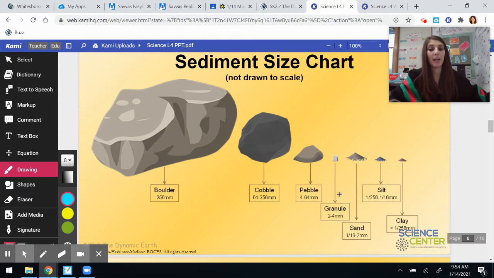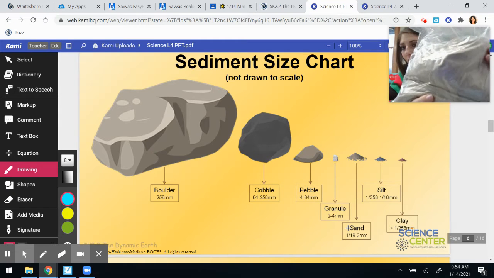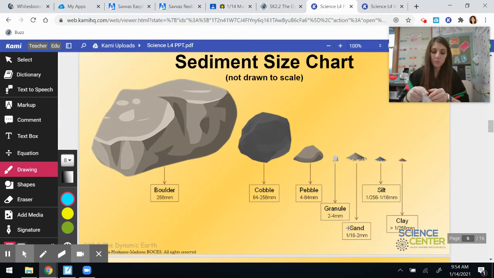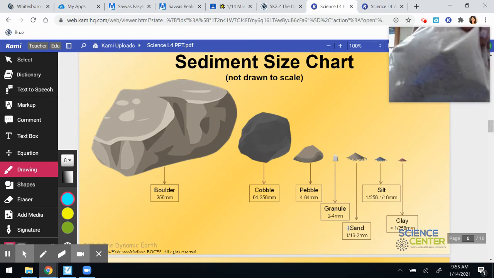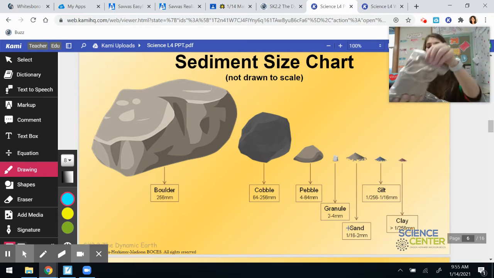After a pebble, you have granules. Granules are really small pieces of rock, smaller than a pebble. And then you have sand. Look at this bag I have of sand. Did you know sand comes from rocks? Sand is just really, really tiny pieces of rock. Let's take it here to show you a little better. See the sand? It's really just tiny pieces of rock. And you might think, oh, that's the smallest it could get for sure. Sediment can't get smaller than that. But that's not true.